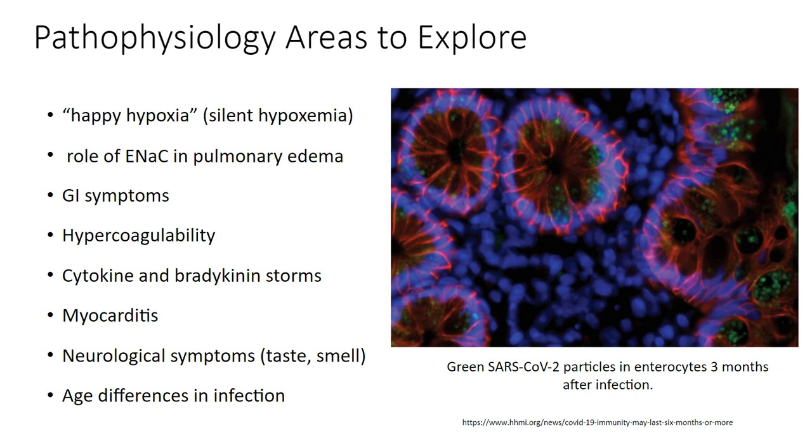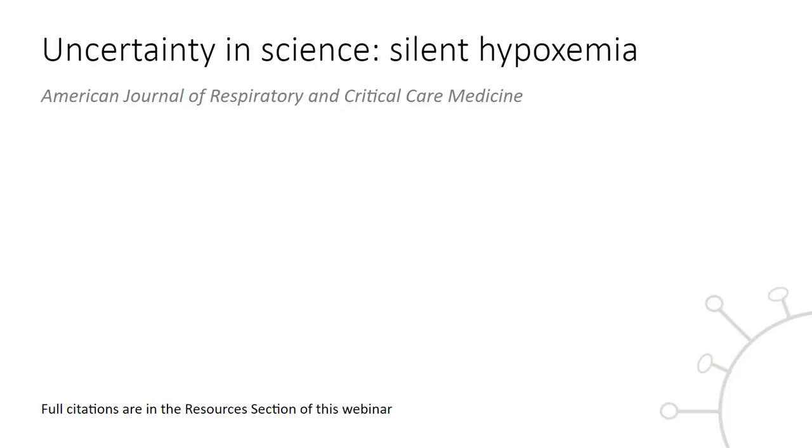And age differences in infection. Why is it that children don't get infected and the elderly are much more susceptible? So these are some of the possible areas if you were interested in exploring. I picked silent hypoxemia because it's a good example of uncertainty in science.